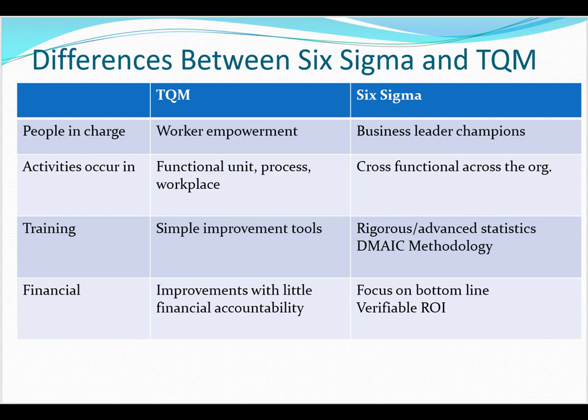And from a financial perspective, TQM really doesn't require financial accountability and improvements. So from that perspective, TQM is a little nebulous as to what is the purpose of it. Whereas with Six Sigma, there is clear focus on bottom line, and you need to have verifiable return on investment when you're doing a Six Sigma project.